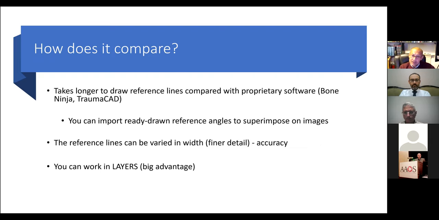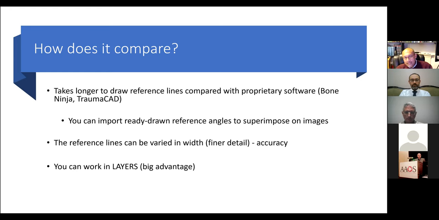In comparison to the proprietary software, it takes longer. However, it is not without other advantages. You can bypass some of the taking-longer parts in the free software by drawing ready-made reference angles that you can import in and superimpose on your X-rays. You can also vary the width of your reference lines, which is much more difficult to do with the proprietary software. And this allows you to increase the accuracy of your angular measurements.